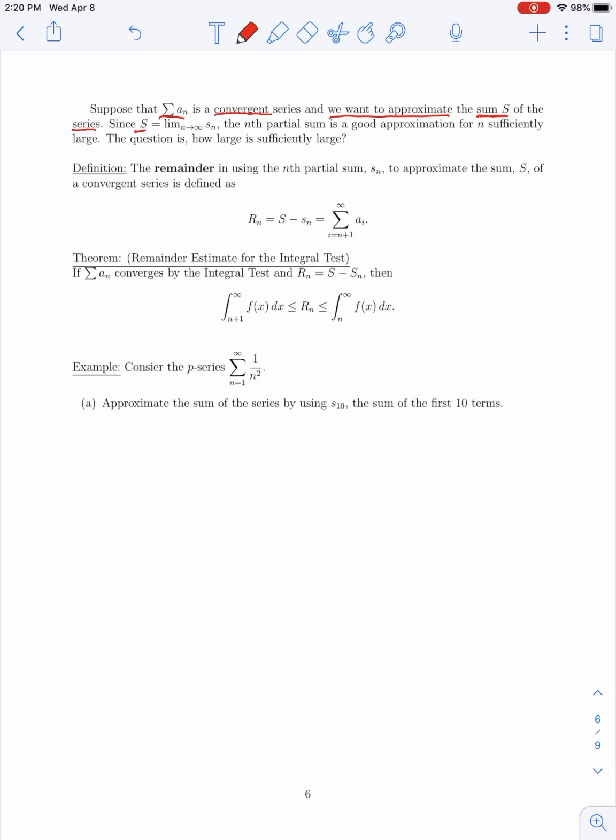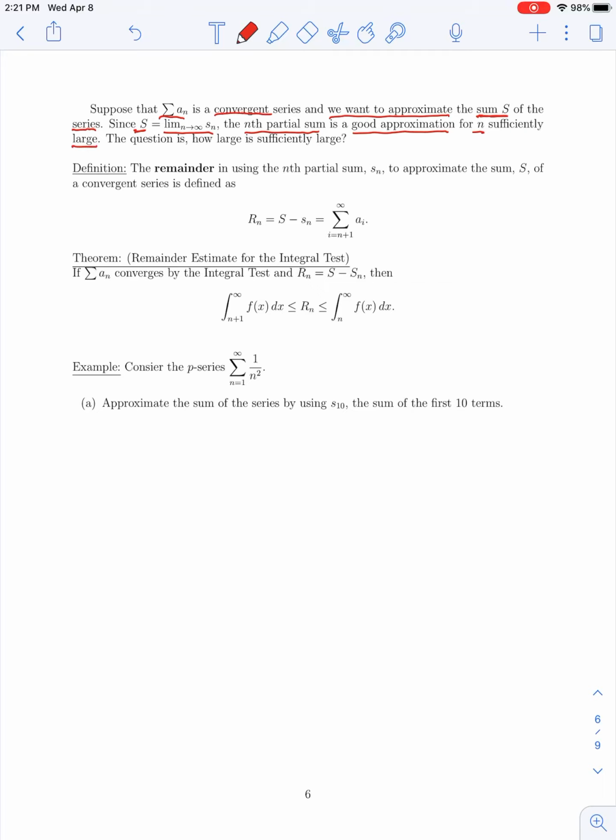Now, since our sum S is defined as the limit of the sequence of partial sums, that is, if we take the nth partial sum S sub n and allow n to approach infinity, that's how we defined the sum of our series. So we could use the nth partial sum as an approximation of the sum, and it should be a good approximation as long as n is sufficiently large.